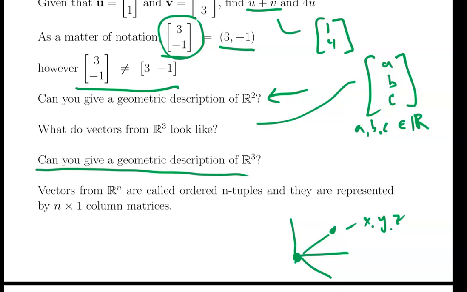Like you can do it in general. So vectors from Rn are called ordered n-tuples, and they're represented by n by 1 column matrices. We're going to talk about Rn a lot. It's not immediately obvious what a geometric description of Rn is. I think once you get past 4, points in 3D space, and add time to it, it gets a little bit messy, but you can talk about them in general. So we'll be talking about Rn, which are just ordered n-tuples.